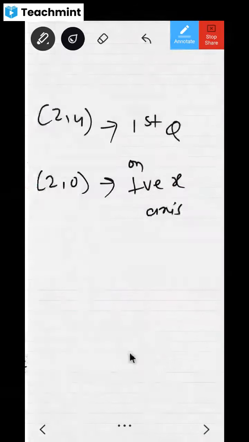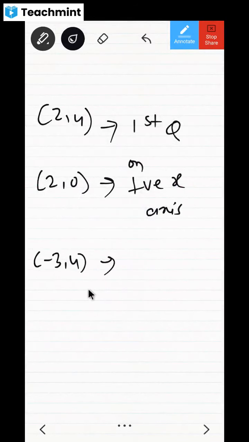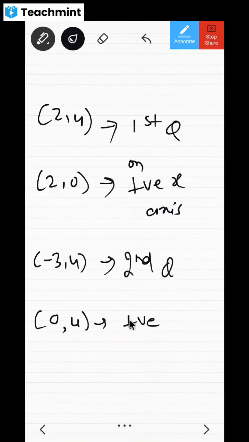Okay. Now, where does this lie? You tell me, minus 3 comma 4. You only think about it. It is in the second quadrant. Now, if I say 0 comma 4, where does it lie? 0 comma 4 is on the positive y-axis, no? Yes or no? On the positive y-axis. Are you getting my point? What I'm trying to say. Now tell me minus 2 comma 3, where does it lie?